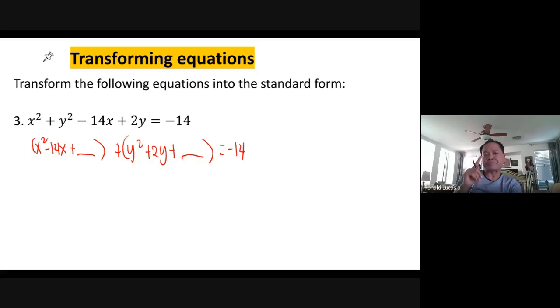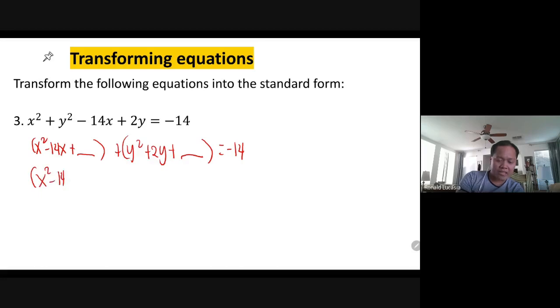Let's check. The numerical coefficient of x squared is already 1. Likewise, the numerical coefficient of y squared is also 1. So step 1 is done. The next step is to get half of b. Our b for the x part is negative 7.